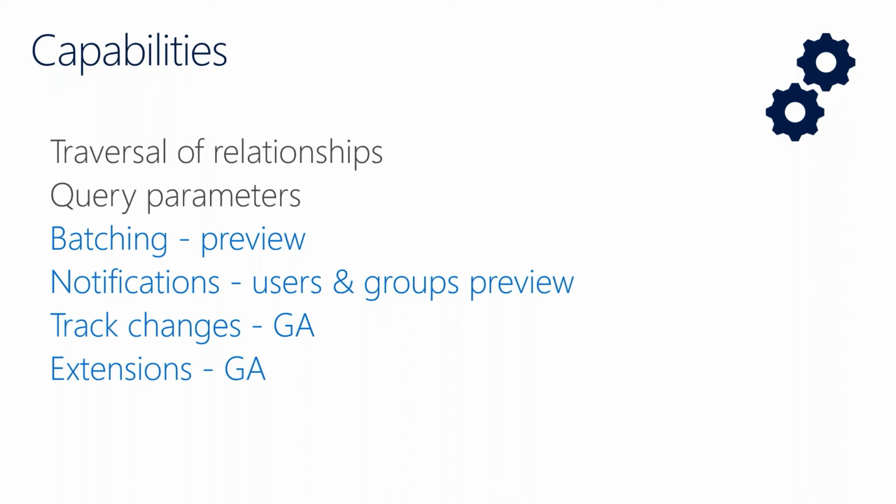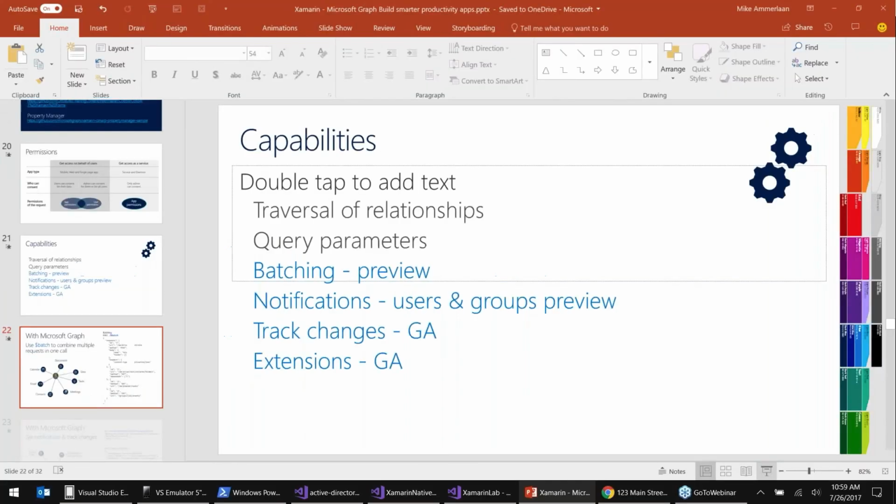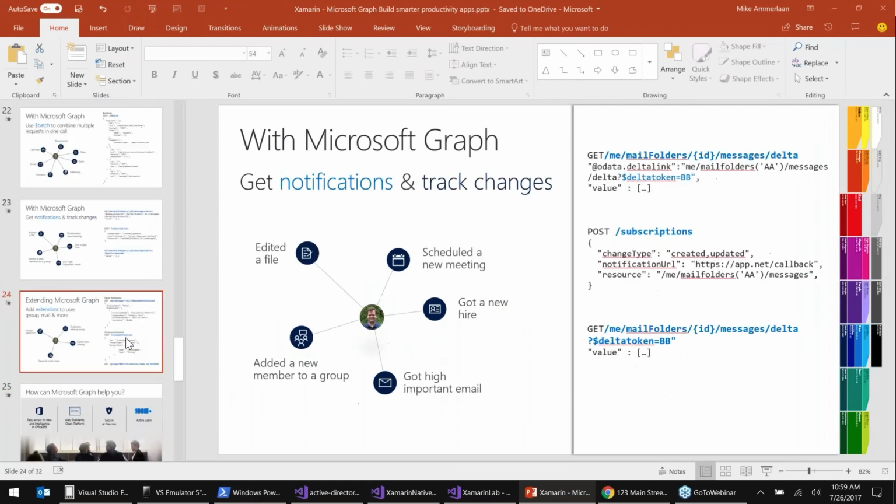You can do things like track changes. So if you want to synchronize data, you don't have to pull all the data to ask, has anything changed? You can get basically change logs and deltas. And then finally, we have a concept of extensions, which allows you to store custom data. So for example, for a user, maybe you want to track their certification or their real estate qualification. That's not something that's natively in Graph, but you can then associate that property with that user.